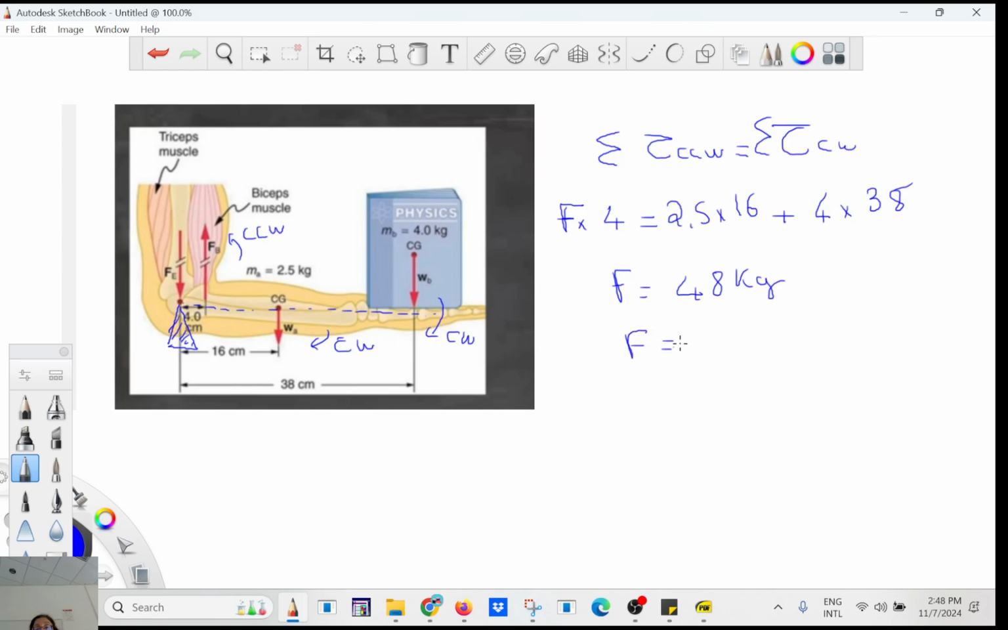But in Newton, 480 Newton. If you want to find it in pounds, you divide by 5, about. Divide by 5. Yeah, 96. 96 pounds, about. It makes sense, no? For a muscle, 96 pounds. Like 40 pounds, not that bad. 96 pounds. So anyway.